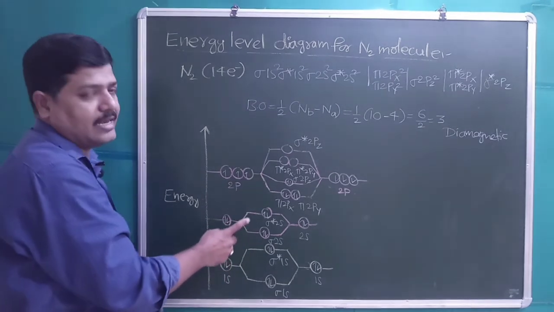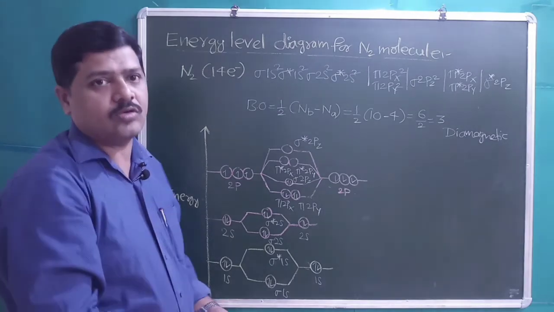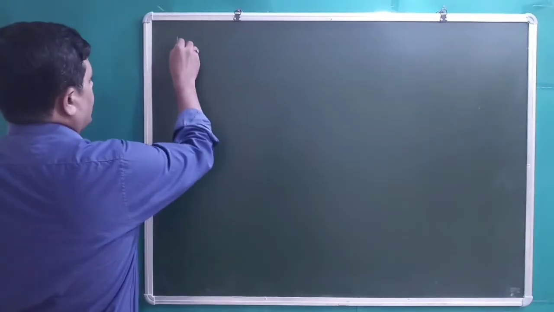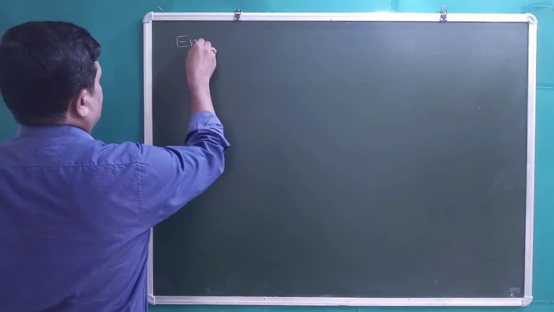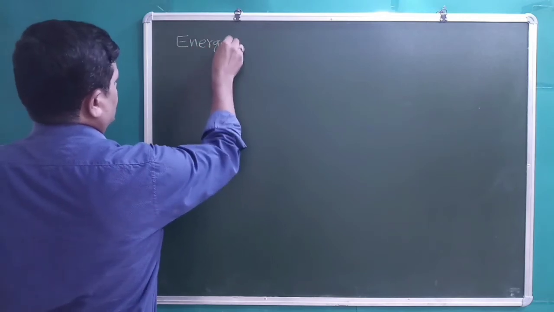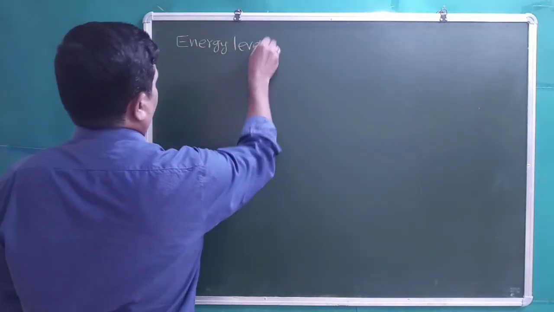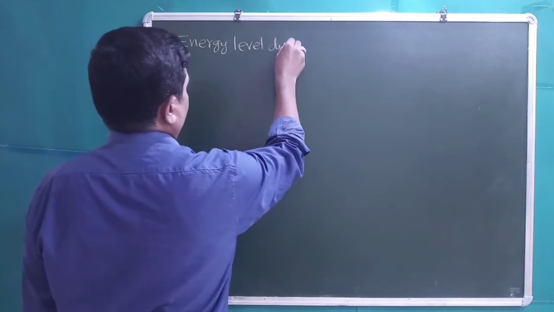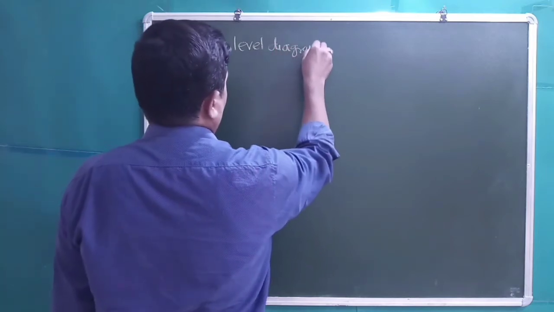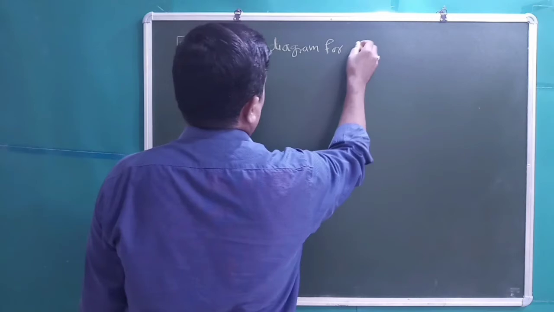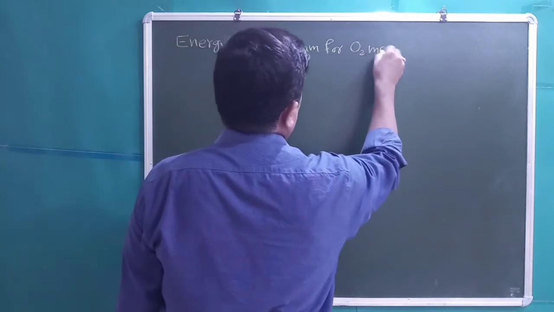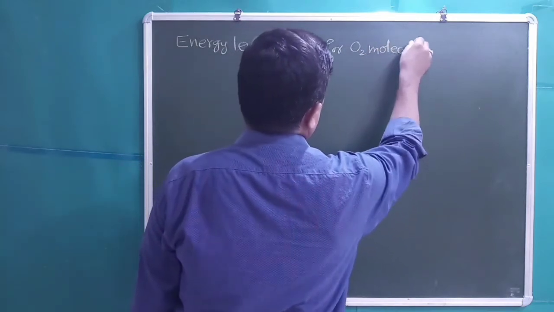Now let us write the energy level diagram for the O2 molecule, the oxygen molecule.